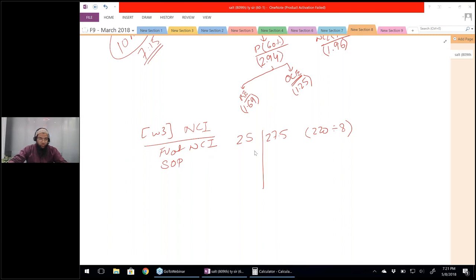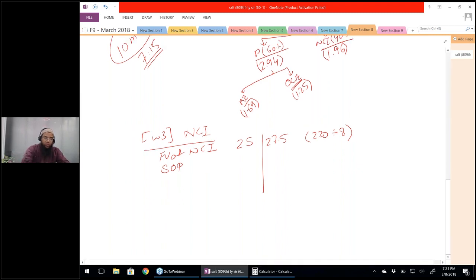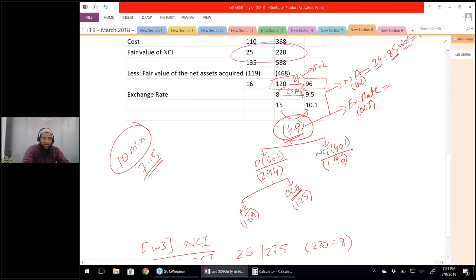Amelia is asking where this 96 came from. This 96 is the value of goodwill, 120, minus 20% impairment. 120 goodwill minus 20% impairment of 24 will become 96.